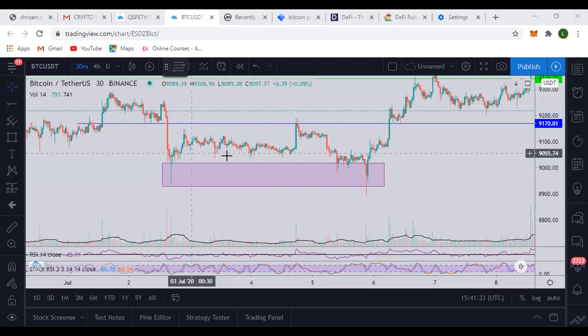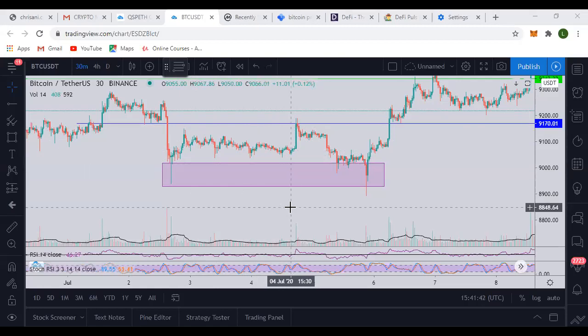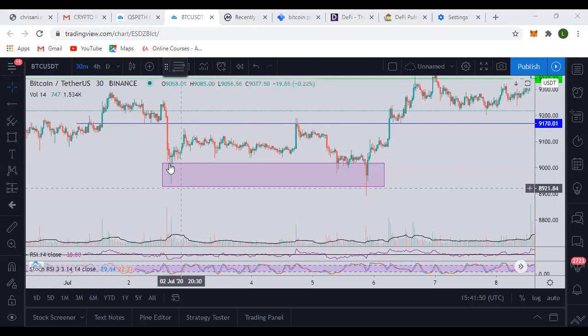So it ranged and ranged and ranged, and then came up again and tested the same resistance. This resistance now is a place where traders have their sell orders waiting. Take someone who bought at, let's say, $9,020. The person has bought and is waiting. He has already checked here.